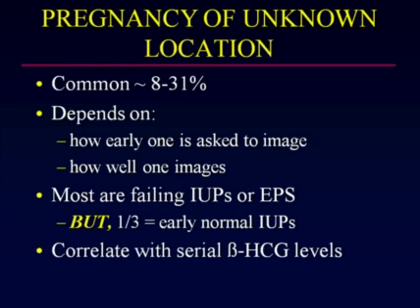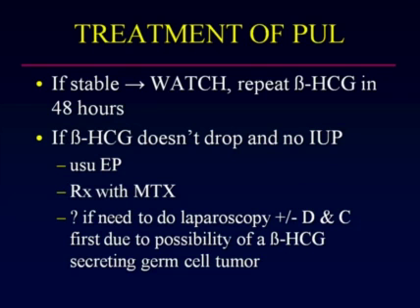Now, when this group looked at the ultimate outcome of these pregnancies of unknown location, they determined that most of these are either failing intrauterine pregnancies or ectopic pregnancies. But as many as a third of these pregnancies of unknown location in fact turn out to be early normal intrauterine pregnancies. So the question is, how do you manage these patients? Their recommendation is that you correlate with serial and follow-up beta-HCG levels. Again, to remind you that one of the criteria for making the diagnosis of pregnancy of unknown location is that the patient is hemodynamically stable. So what they recommend is that if the patient is stable and there is no intrauterine pregnancy or ectopic pregnancy identified on the endovaginal and transabdominal exam, it is safe to watch the patient and repeat the beta-HCG in 48 hours.